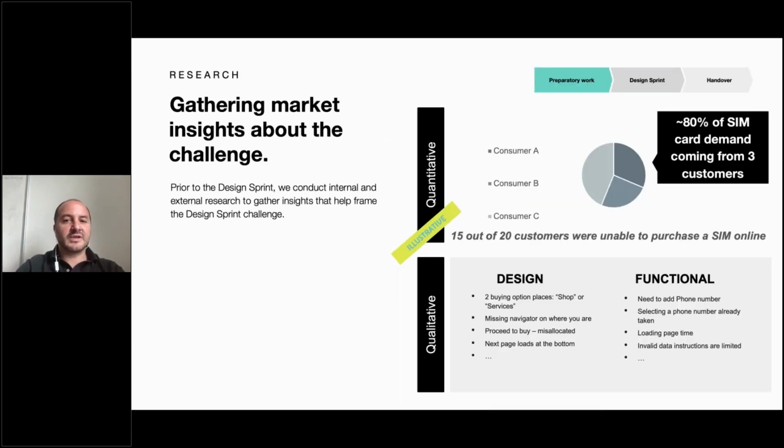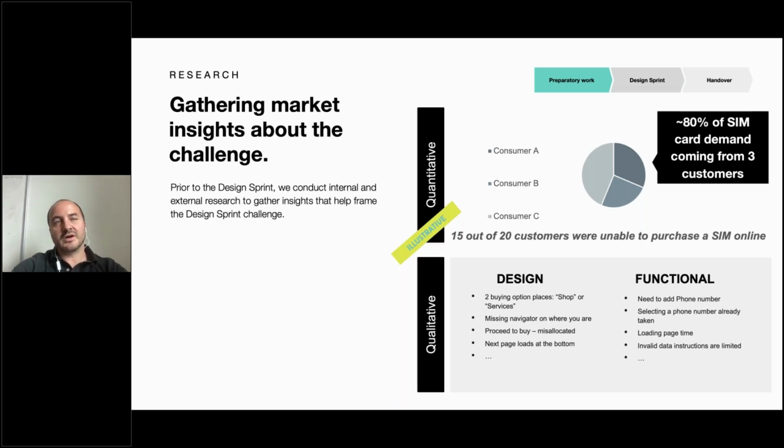So the first thing that we did during the preparatory work was to understand the challenge and to scope where was the best solution and the highest benefit. We tend to use the 80-20 rule, or the Pareto approach, where we want to understand what is the major benefit. And going through the numbers, we realized that 80% of the SIM card demand was coming from 3 customers.